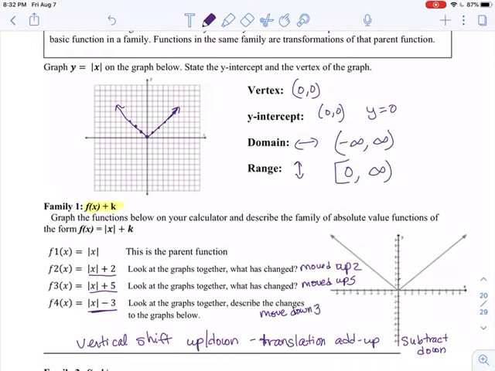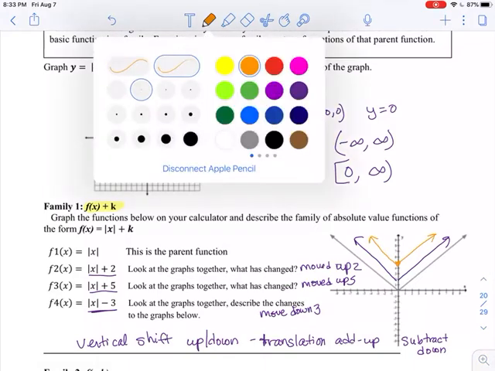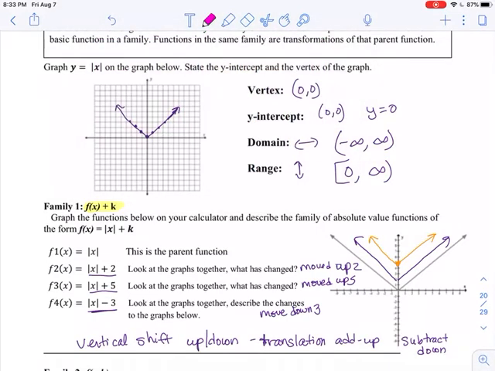Okay, so the first one looks like this. I just went up 2. The next one was 1, 2, 3, 4, 5. It went up 5. Just doing a little sketch of these, nothing too fancy. And the last one I went down 3. So anything that's f of x plus k is just a vertical shift up or down.